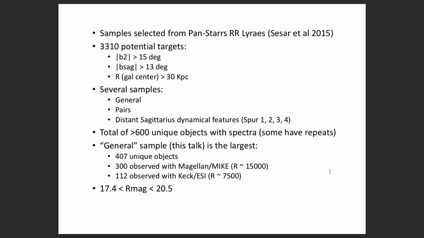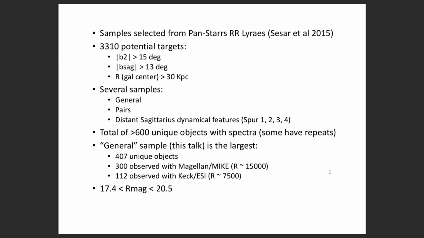They excluded the galactic plane up to plus or minus 15 degrees. And they also excluded the Sagittarius plane because we didn't want to just take a lot of spectra of stars in Sagittarius. We thought other people were doing that. And the limitation was that we didn't do any stars that were less than 30 kiloparsecs from the galactic center.